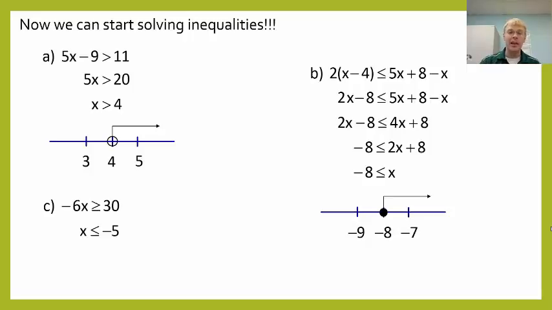In C, you can see I have to divide both sides by a -6. And you can see when I did that, I flipped the inequality from a greater than or equal to a less than or equal to. Again, closed circle, x is smaller than -5, so I'm going to the left of -5, and there I've got my solutions.